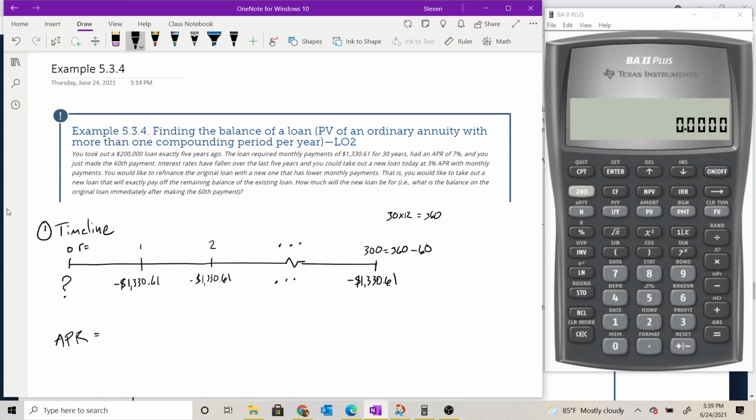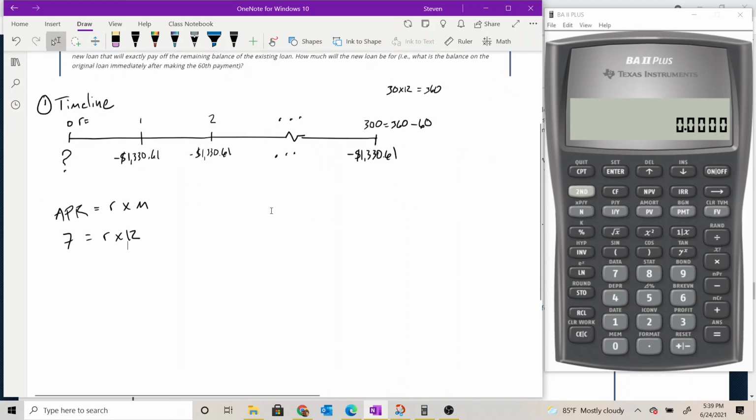We've got to find the monthly effective rate, where the APR is equal to little r, that is the periodic effective rate, in this case the monthly effective rate, times m, which is the number of compounding periods per year, or the number of payments per year. Those two are the same thing with an annuity. We know the APR, that's 7%. Little r is what we're trying to solve for. And we know that we're making monthly payments, so it's 12 payments per year. So to solve for little r, we'll just divide both sides by 12.